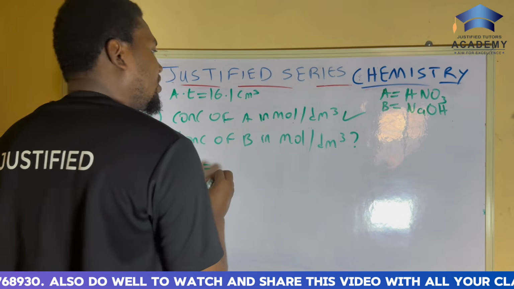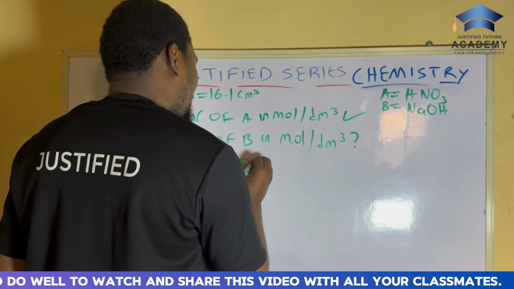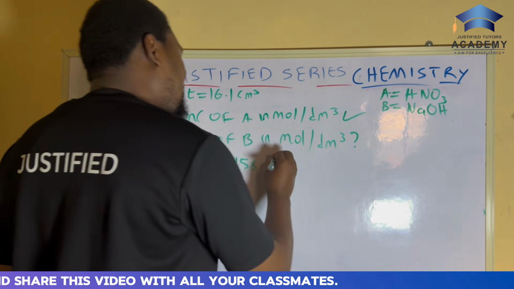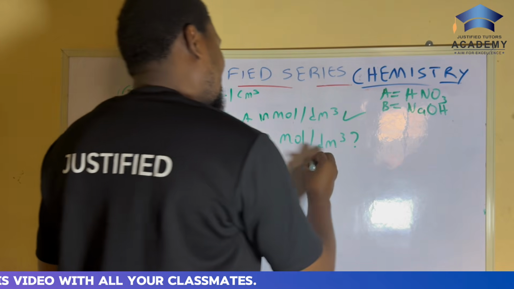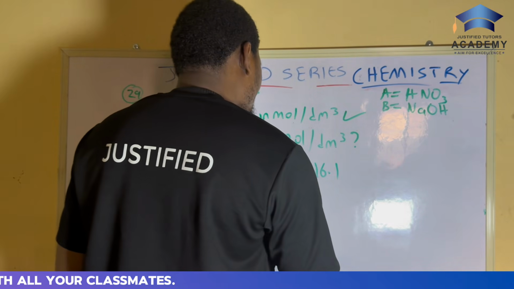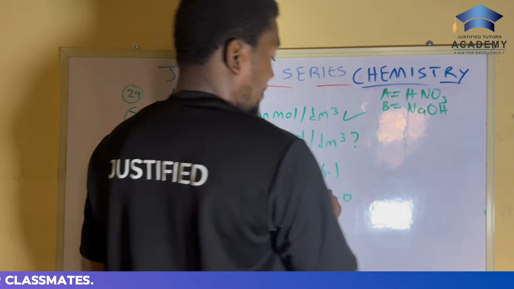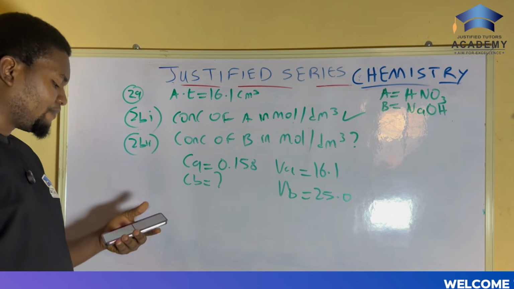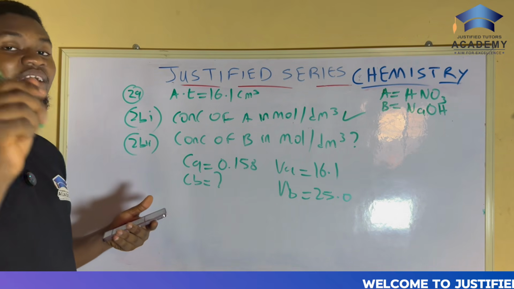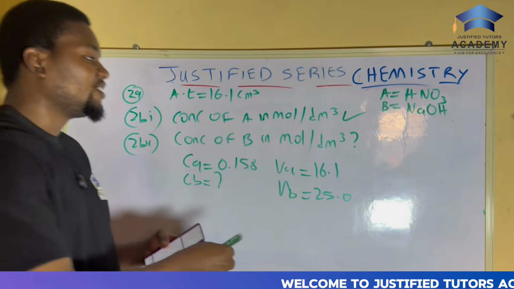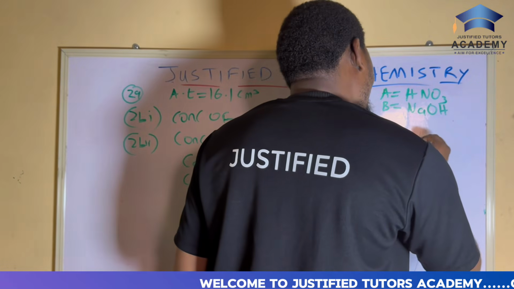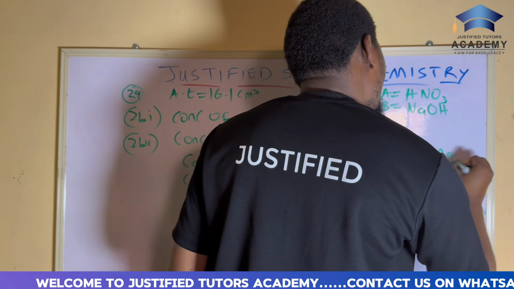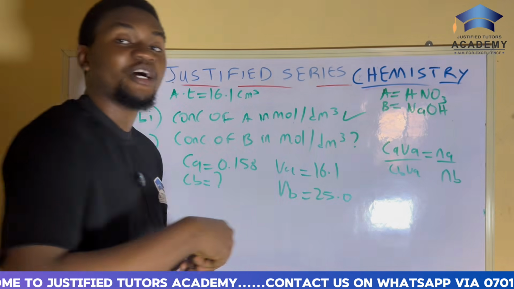Our CA is 0.158. Our CB is what we're looking for. Our VA is 16.1 and our VB is 25.0. Remember, I told you, it's 25.0 always. Now, which formula am I going to use? You use this formula again: CAVA over NA equals CBVB over NB. That's the formula you use.